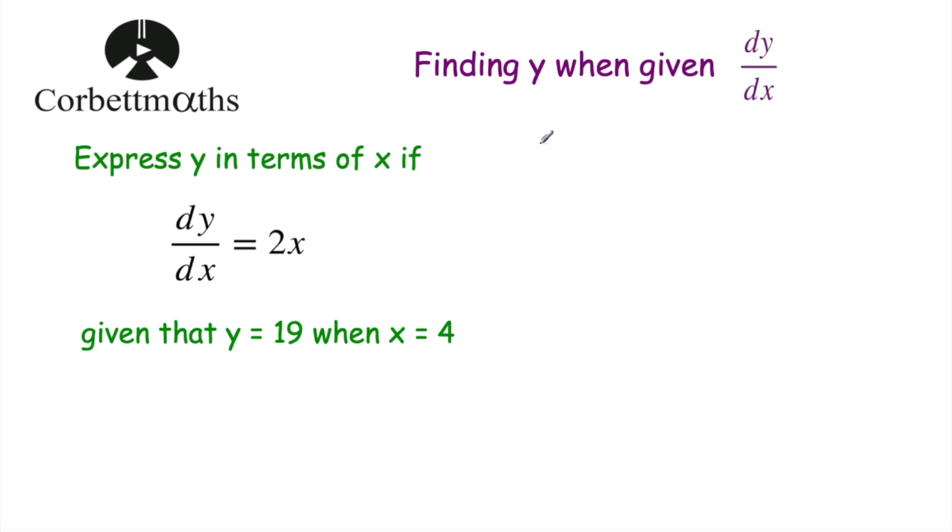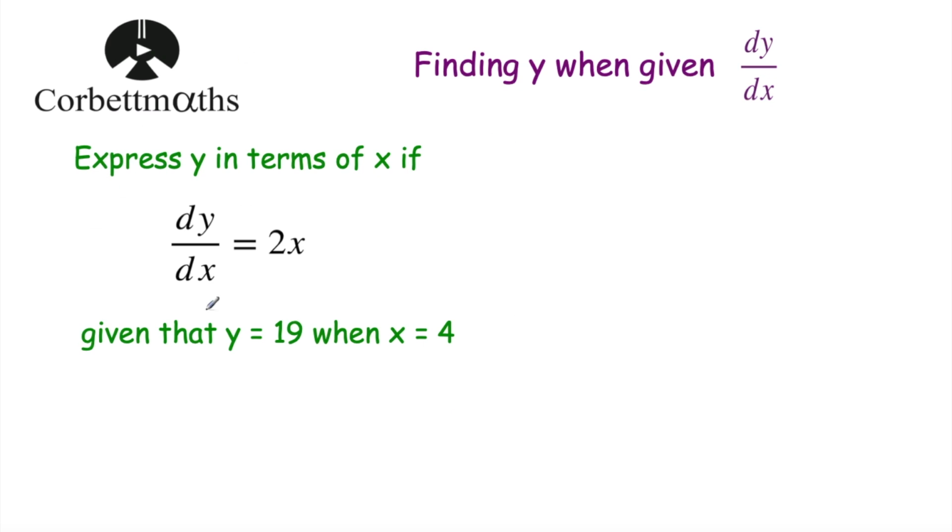Now, we've looked previously at how to find dy by dx if we've been given y. So to find dy by dx, the gradient function, you differentiate if you know what y is. So if we want to go backwards and find out what y is, we're going to integrate. And we've looked previously at what integration is. It's the reverse process to differentiation. So we want to increase the power by 1 and divide by the new power. And that'll help us find out what y is.